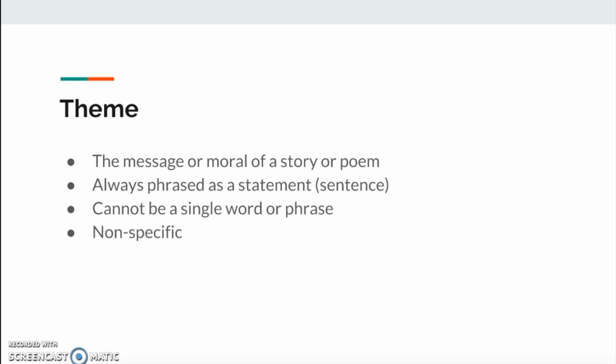Theme should be something that could apply to just about anyone, whether they are from Wallace, North Carolina, or China, or Mars. It's universal, a message that anyone could take away from reading it. And it's phrased as a statement. So for example, revenge would not be a theme, but revenge is never worth it might be a theme.